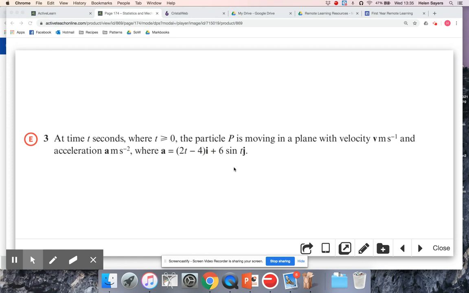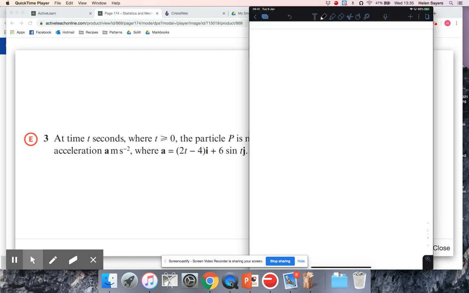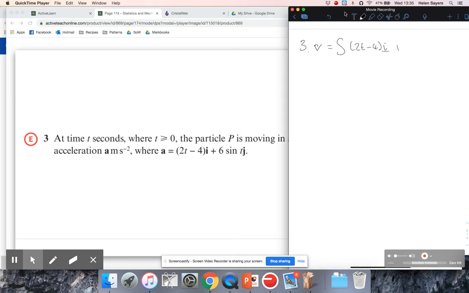Okay, but assuming you are tackling this question, we are looking at the second year textbook and second year Stats and Mechanics textbook, and we're doing exercise 8E. So we are given acceleration, and we're asked for velocity. Velocity is the integral of acceleration. So the i component is fine. It's just the j component you won't be able to do if you've only done first year core maths.